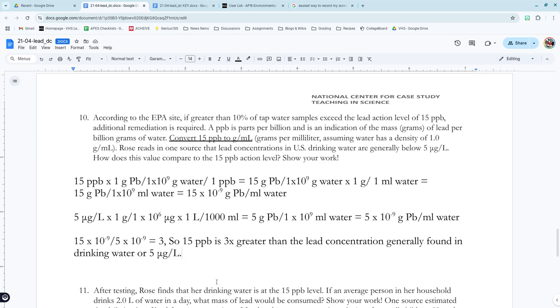So an equivalent answer, instead of 15 times 10 to the negative 9, you could have put 1.5 times 10 to the negative 8. To be honest, you could even put 0.00000000015, and that would also be counted as correct on the AP exam, for example, and on this assignment. You could have used a different method of calculating as long as you came to the same result of the 15 parts per billion being 3 times greater than the 5 micrograms per liter, and as long as you didn't skip any steps. So it's important to show each step even if it feels obvious to you.